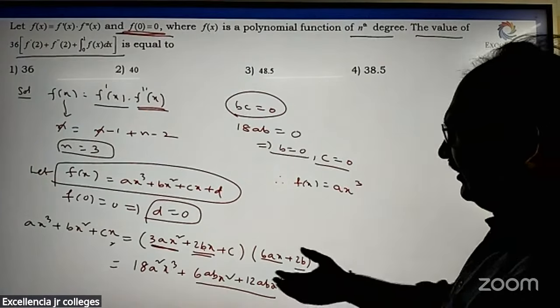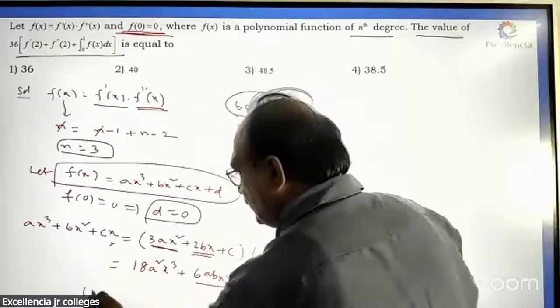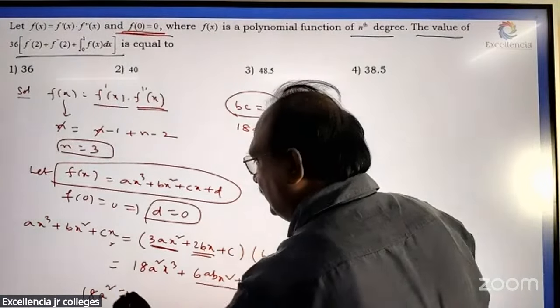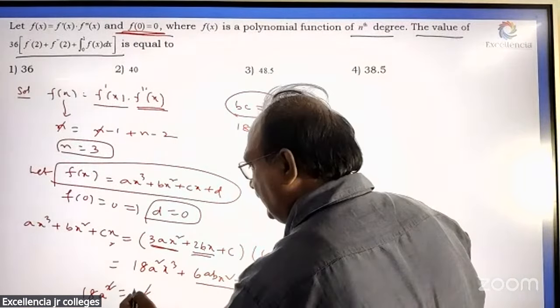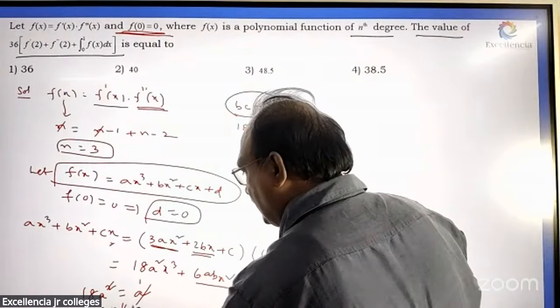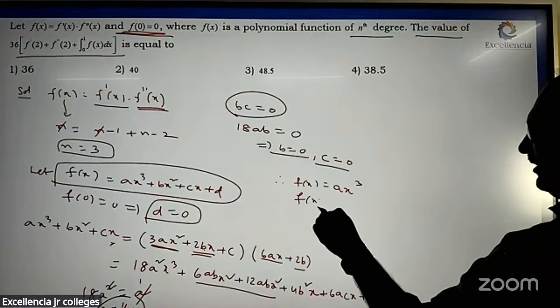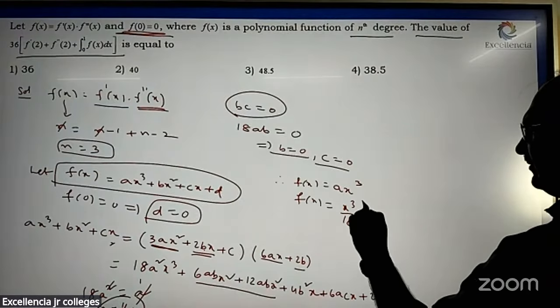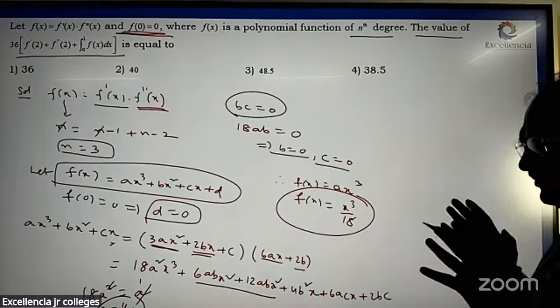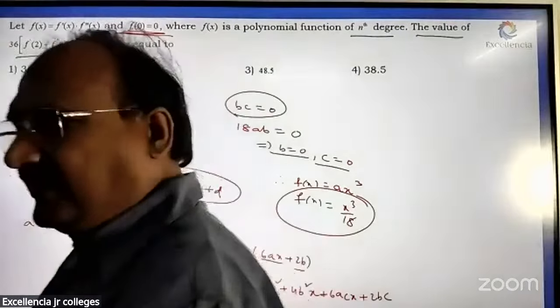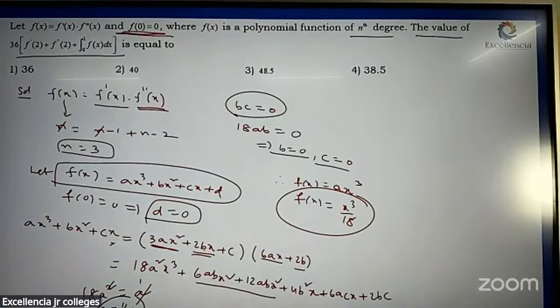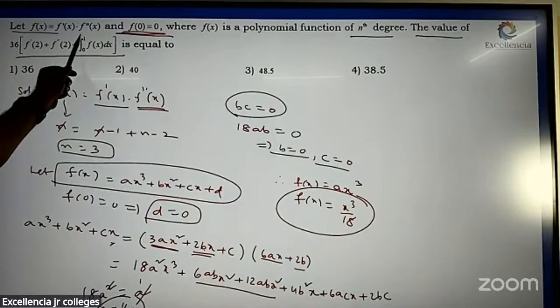So here, when you compare x cube coefficients on both sides, 18a square is equal to a, cancel, then you will get a is equal to 1 by 18. Therefore, f of x is equal to x cube by 18. So first you have to get the third degree polynomial equation in x. For that, use this condition.